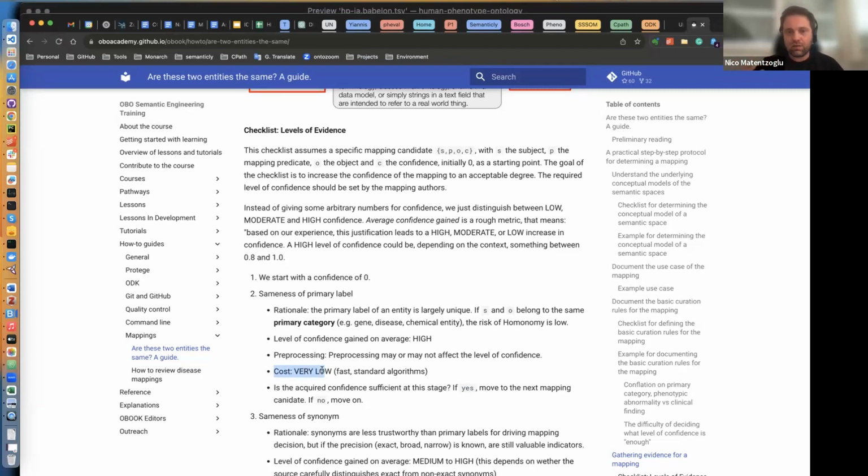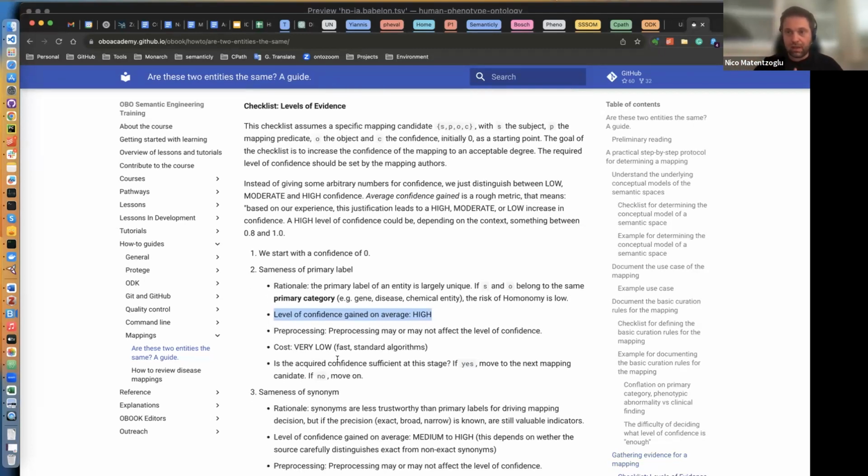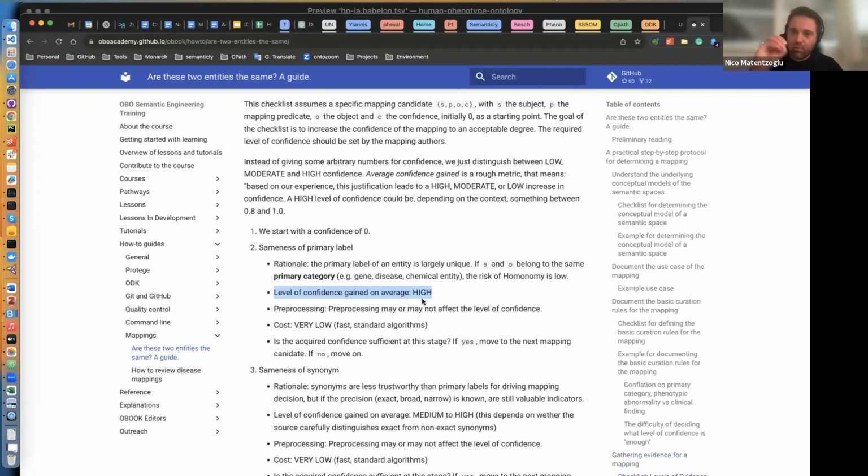Another thing is it has a cost. Some of these justifications are extremely cheap to generate. For example, we have cheap, fast standard algorithms like OAK. You can just run OAK LexMatch, put your two ontologies in there, and boom, you have a reasonable mapping. And then you have some level of confidence that you gain when this justification is met. Obviously, this is something that you need to decide for yourself based on your specific use case.